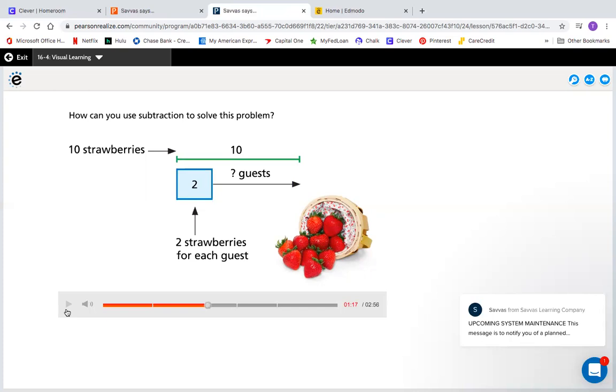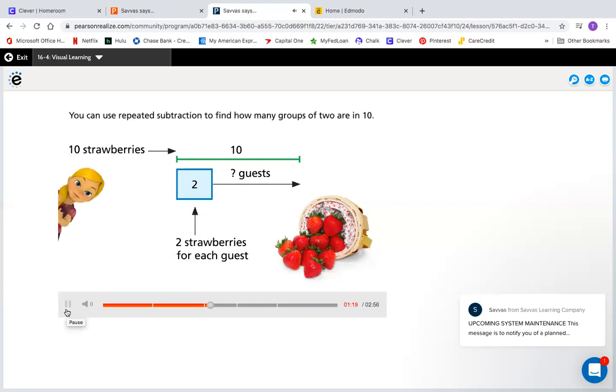10 minus 2 equals 8. 8 minus 2 equals 6. 6 minus 2 equals 4. 4 minus 2 equals 2. And 2 minus 2 equals 0. And then I count how many times did I do minus 2. I will have done minus 2 5 times, which means my answer would be 5 people or 5.